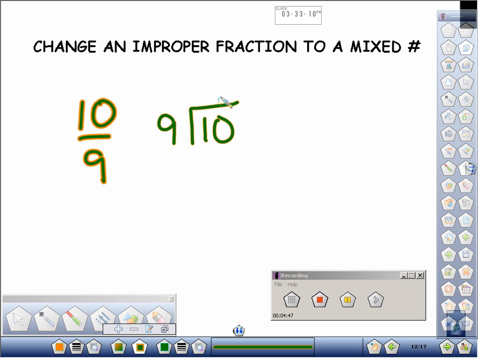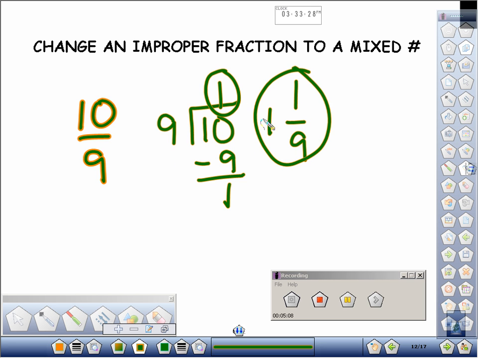9 goes into 10 once. 1 times 9 is 9. 10 minus 9 is 1. Now when we write our answer down, our answer was 1. But we also had 1 left over out of 9. So just like that clockwise rule again, 1 and 1/9. So that's our final answer, 1 and 1/9. We had an improper fraction, now we have a mixed number.